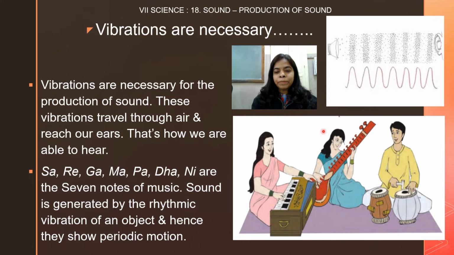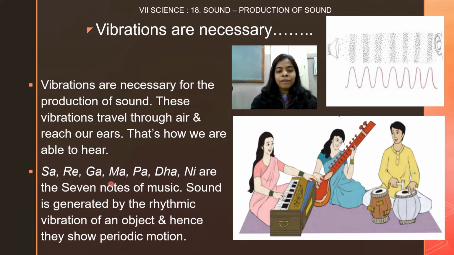Here there are 3 people, children. They are playing 3 different types of instruments. This works on the air column. This works with the help of air. This is working on the strings. The strings are vibrating. And here the diaphragm, the upper part of the tabla, is vibrating. So these are basically 3 different types of musical instruments.